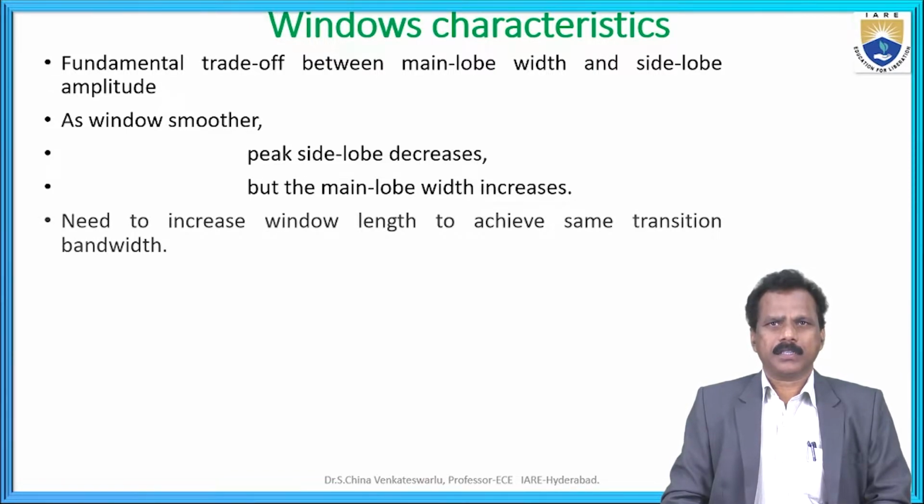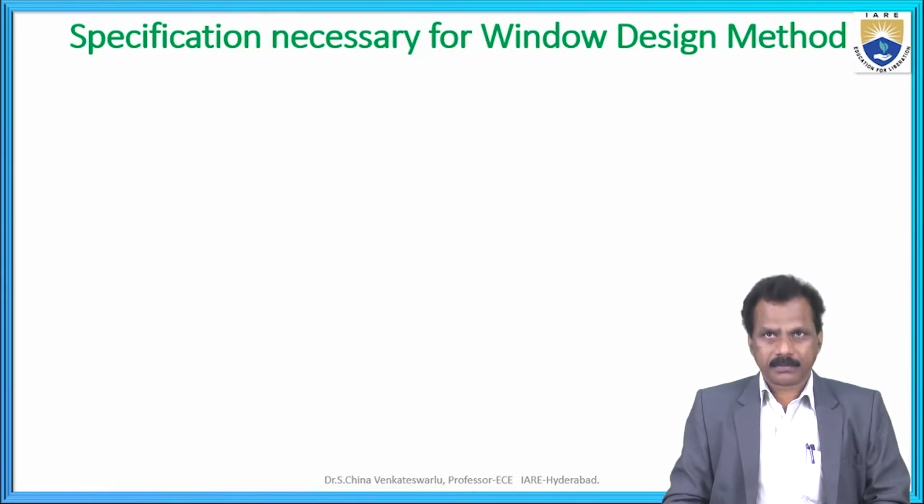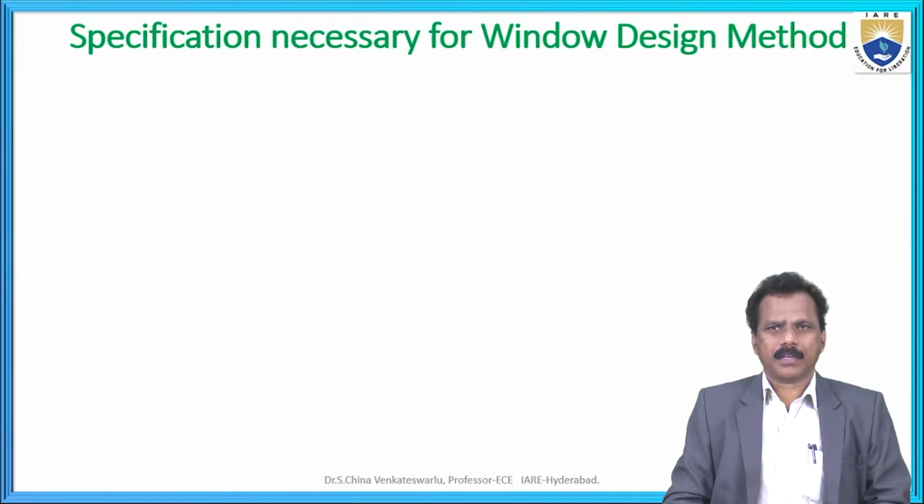We need to increase the window length to achieve the same transition bandwidth. So, specifications are necessary for the windowing design method. There are specific specifications necessary while you are using Hamming, Hanning, Kaiser, or Blackman windows. So a specification is necessary for window design methodologies.